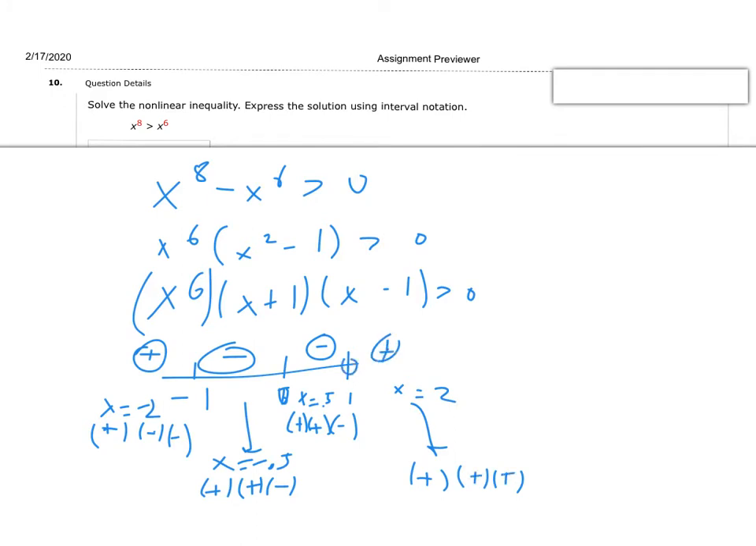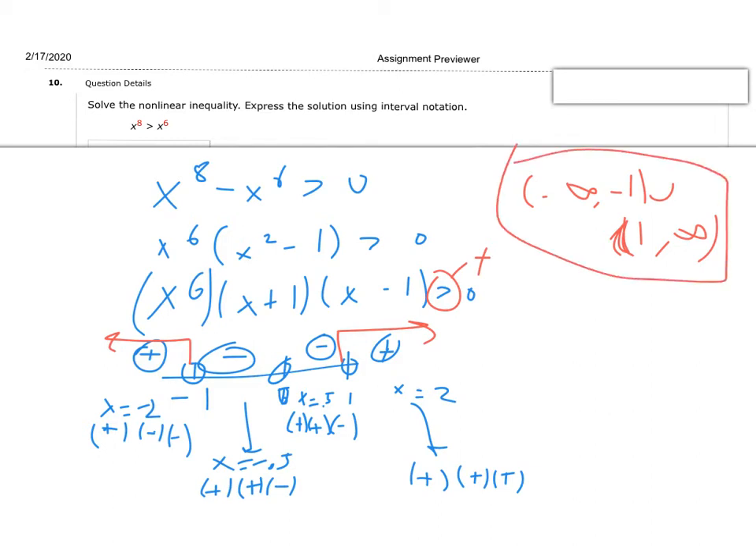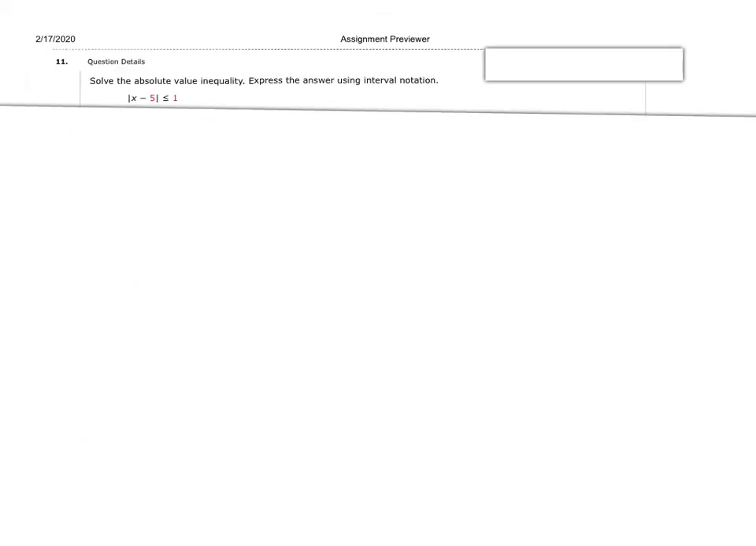So these are all open circles, and then I want the positives because we are, in this case, greater than 0. So I want the positives, so I want it over here and over there. So my answer here is going to be negative infinity to negative 1, union 1 to infinity. So the thing I wanted to show on this one is that we have that 0 in the middle there, but I don't need to include that in my answer because that's an open circle. So if that was a closed circle, I would have to do that bracket 0 bracket. But since it's an open circle, I don't include it in my answer, so that's good.